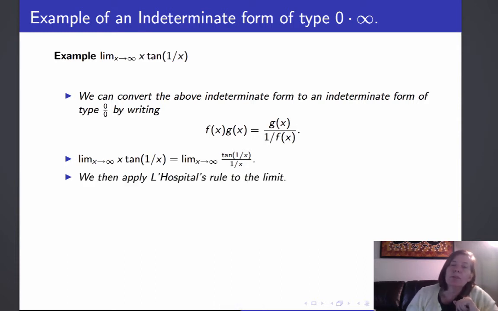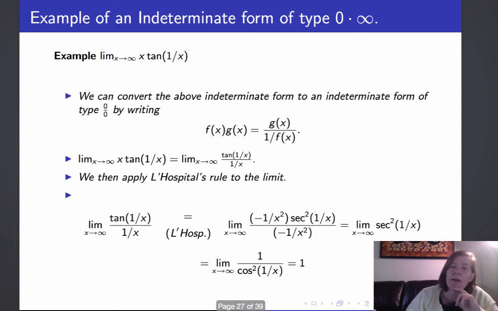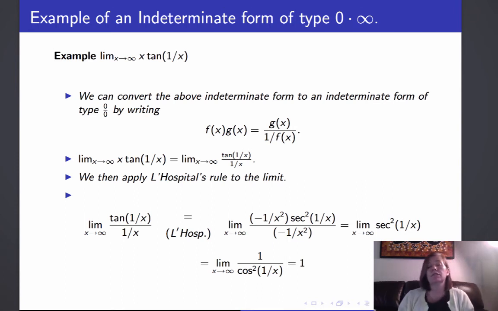Now we can legitimately apply L'Hopital's rule to this limit. It's an indeterminate form of type 0 over 0. And taking the derivative of numerator and denominator, we get that our limit is equal to the limit as x goes to infinity of minus 1 over x squared times secant squared 1 over x over minus 1 over x squared. And that's using the chain rule to find the derivative of tangent of 1 over x.